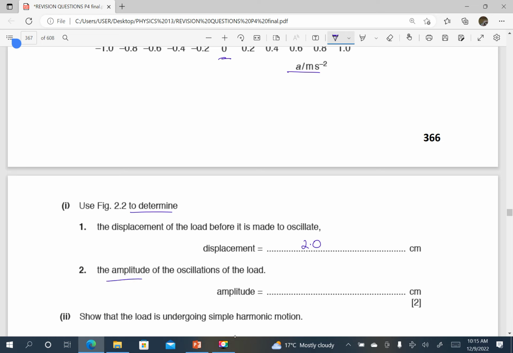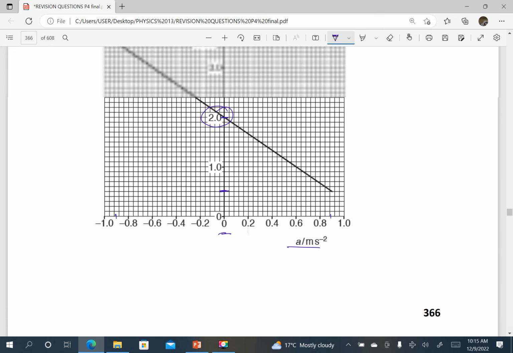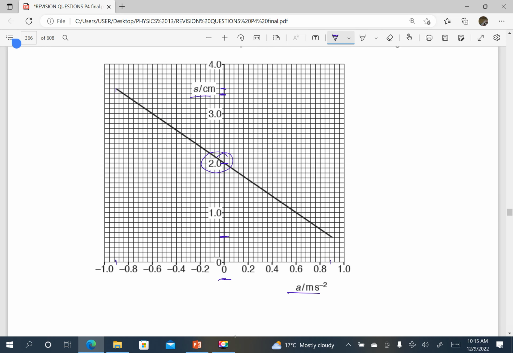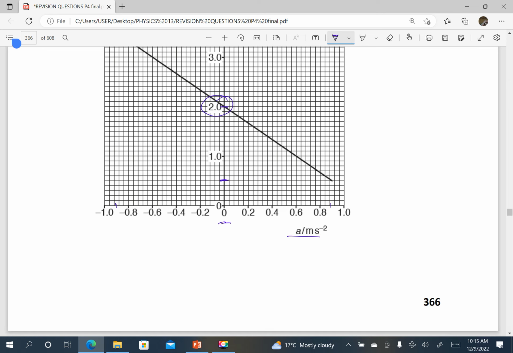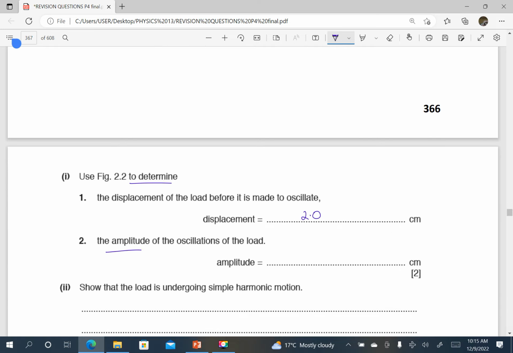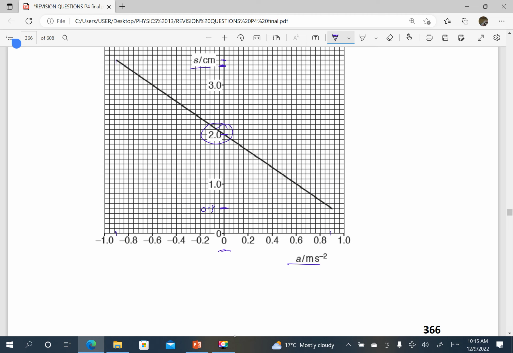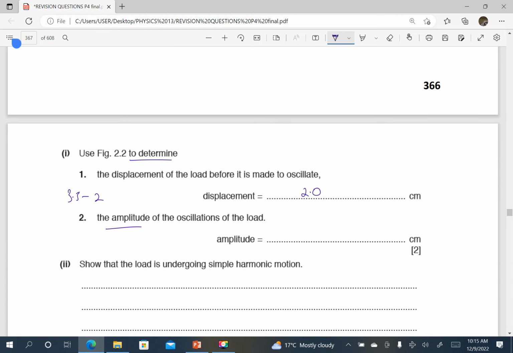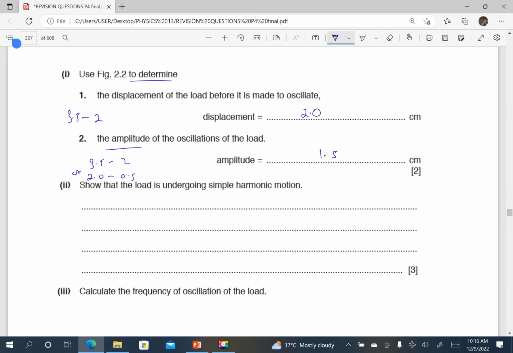Then determine the amplitude of the oscillations. Now amplitude should be the maximum displacement from equilibrium position. So 2.0 is when it is in equilibrium. So amplitude above 2, we go to 3.5. So the amplitude is 3.5 minus 2, or 2.0 minus 0.5, which gives us 1.5 centimeters.